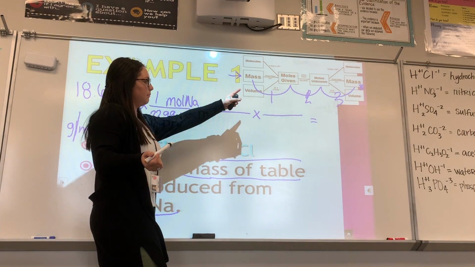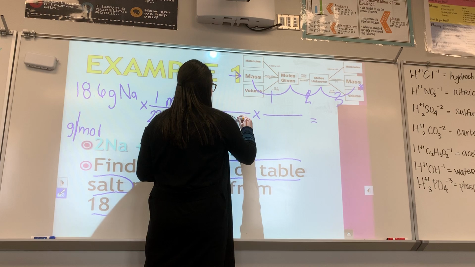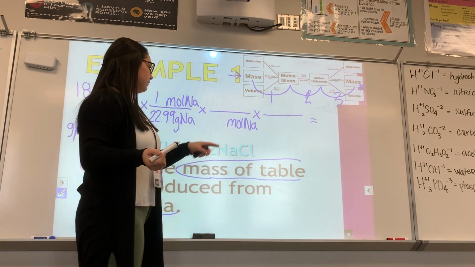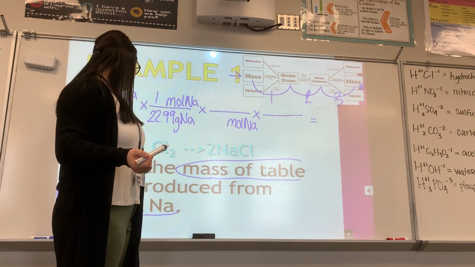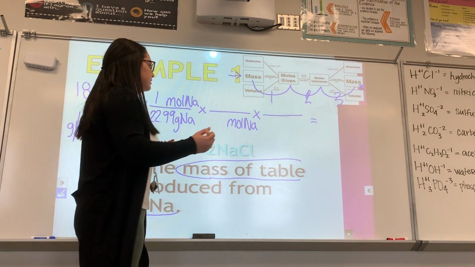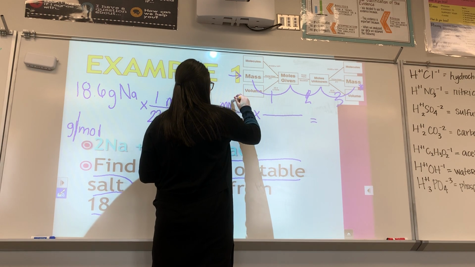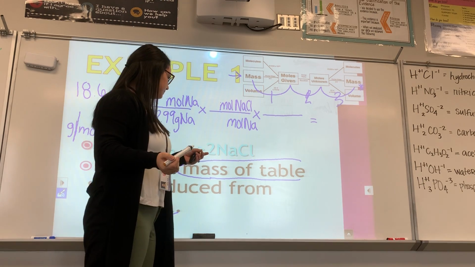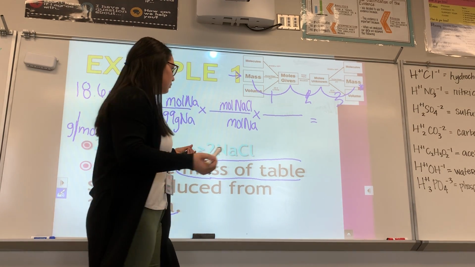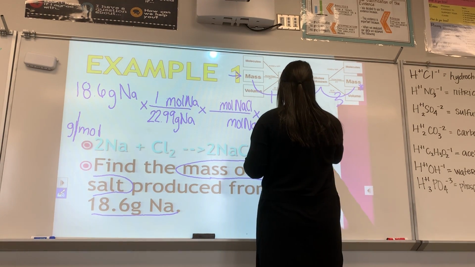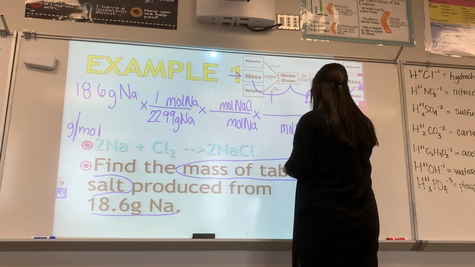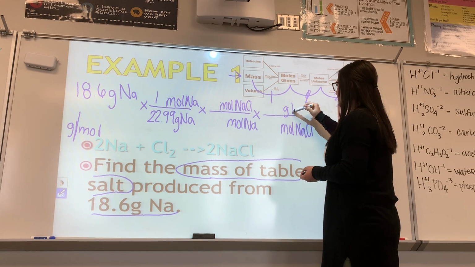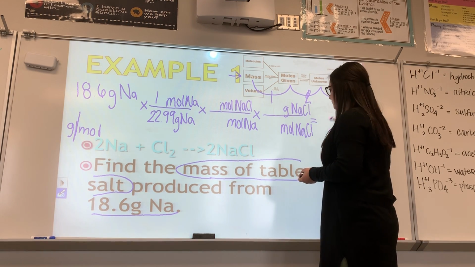Now I need to use my molar ratio, so I'm going to need to cancel out my moles of sodium. I want to get from moles of sodium to table salt, so now I need to get to my moles of table salt, so moles of NaCl. Then I'm going to have to cancel out my moles of NaCl, so I'll write it over here, moles of sodium chloride, to get my mass in grams of sodium chloride.